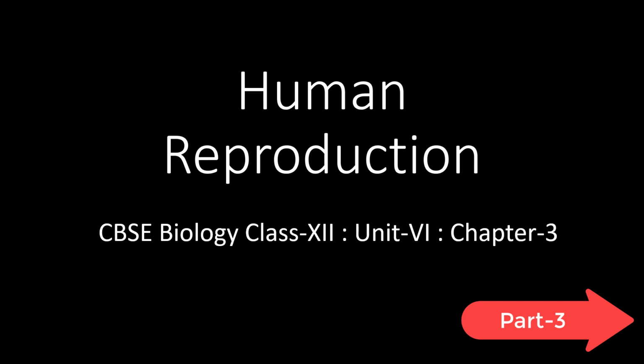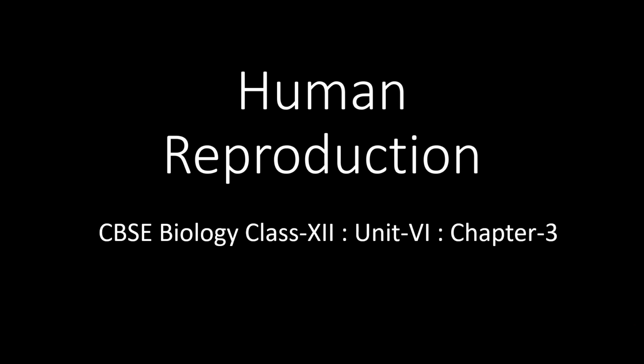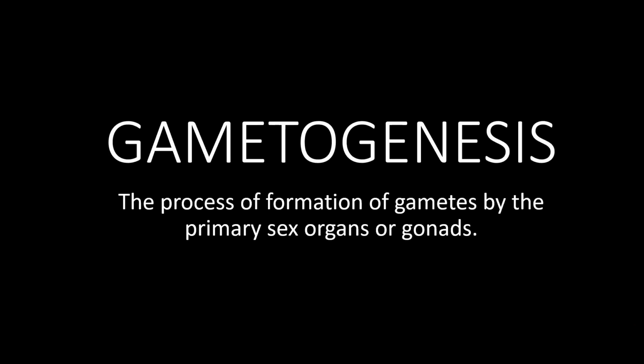In this video, we are going to continue learning the chapter Human Reproduction of Class 12th Biology. Now in the previous video, we had started off with the process of gametogenesis and we had learnt about gametogenesis in the human males, that is the process of spermatogenesis. In this video, we will be learning the process of gametogenesis in human females, that is the process of oogenesis.